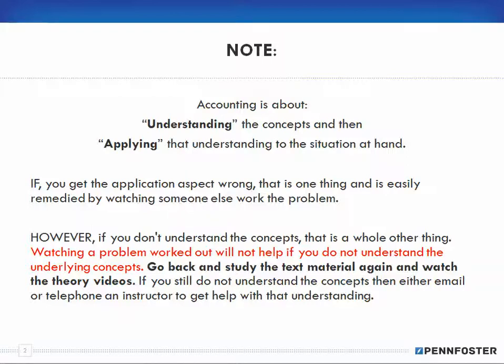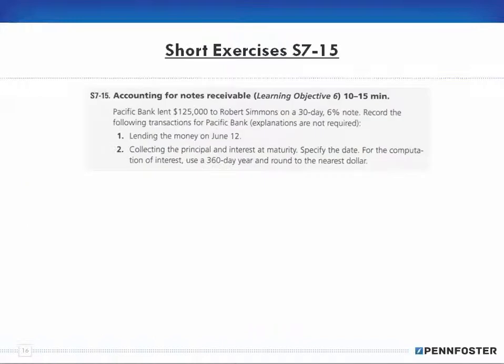All right. So let's see here. We were on 15. It says here, accounting for notes receivable. Pacific Bank lent $125,000 to Robert Simons for a 30-day 6% note. Record the following transactions for Pacific Bank. Explanations are not required. Okay, so he's lending the money on June 12th, and then he's collecting the principal and interest at maturity. Specify the date for the computation of interest. Use a 360-day year and round to the nearest dollar.